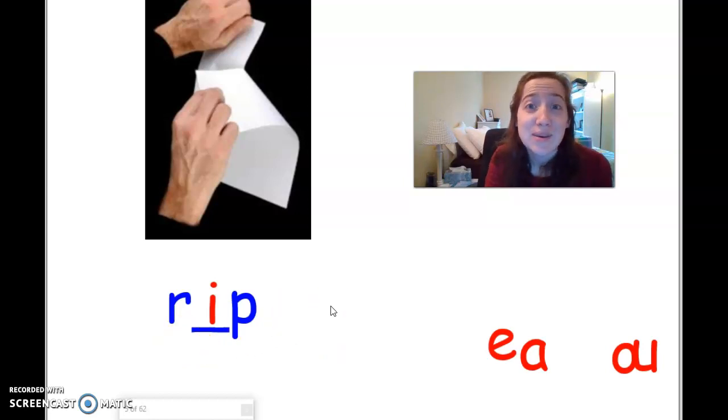Nice. Now it's your turn. Find the worksheet and try and fill in all of the middle sounds. You can do it just like we did here with these pictures. Take a look at the picture, tap out the word, find the sound in the middle of the word, and then discover what letter makes that sound.